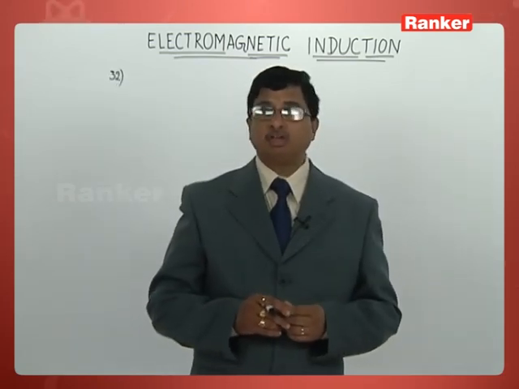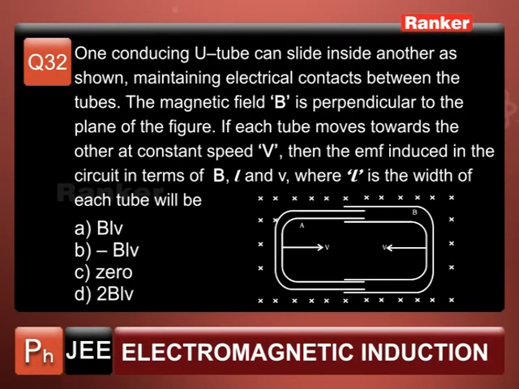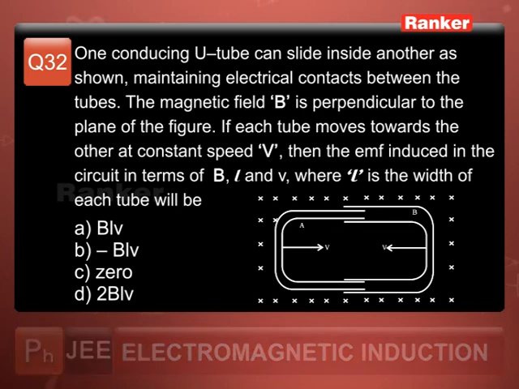Another wonderful model question has been given in problem number 32. One conducting U tube can slide inside another as shown, maintaining electrical contacts between the tubes. The magnetic field B is perpendicular to the plane of the figure. If each tube moves towards the other at constant speed V, then the EMF induced in the circuit in terms of B, L and V, where L is the width of each tube, is how much?